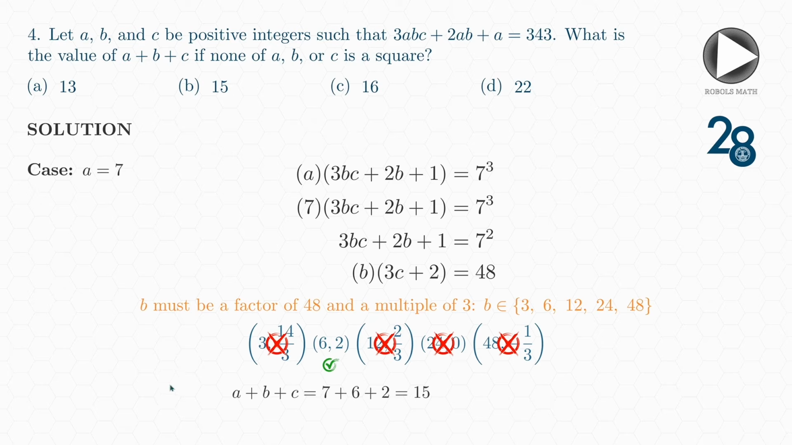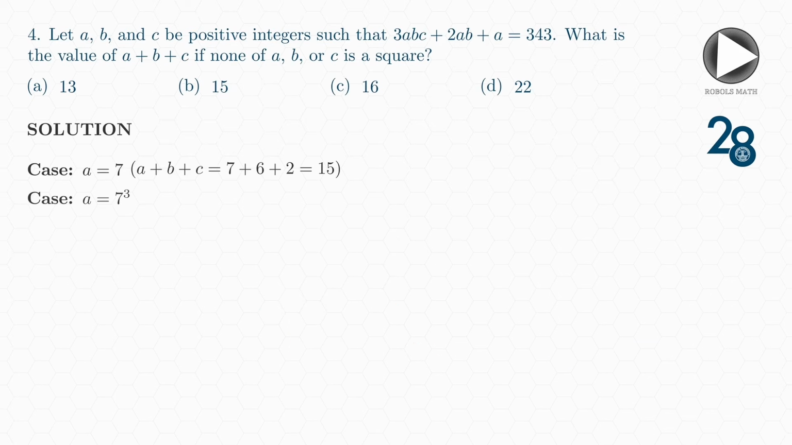So the answer here is 15. So are we done? 15 is in the choices, so maybe we're done. But for the purposes of being thorough, we still have to check the other case, the case where A equals 7 cubed.